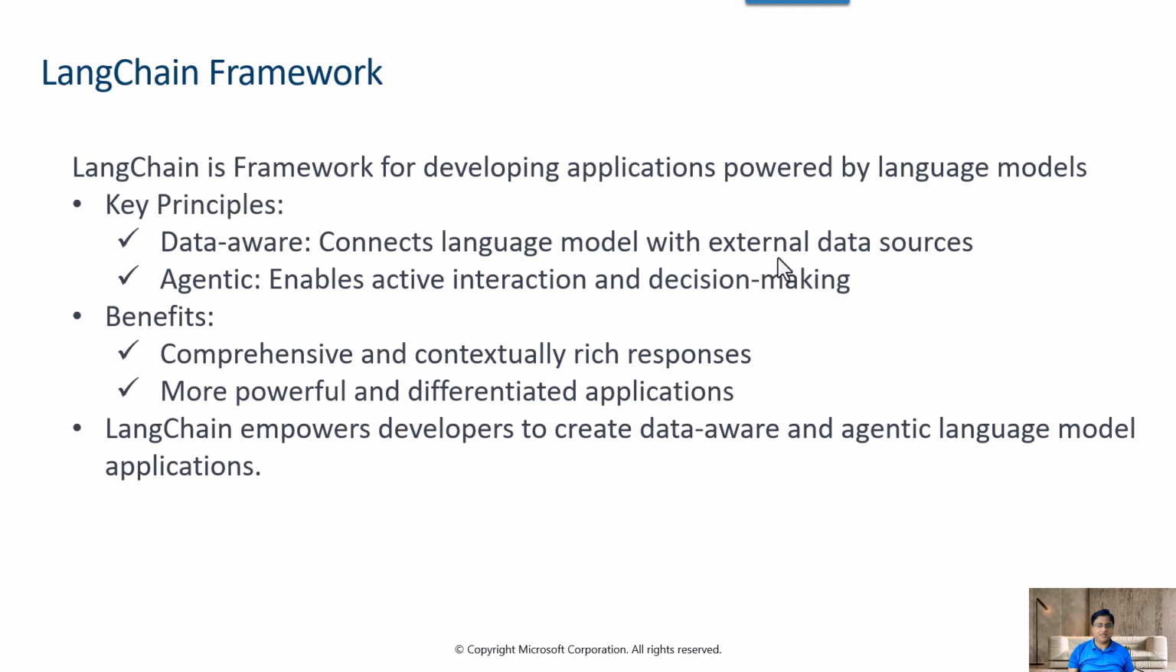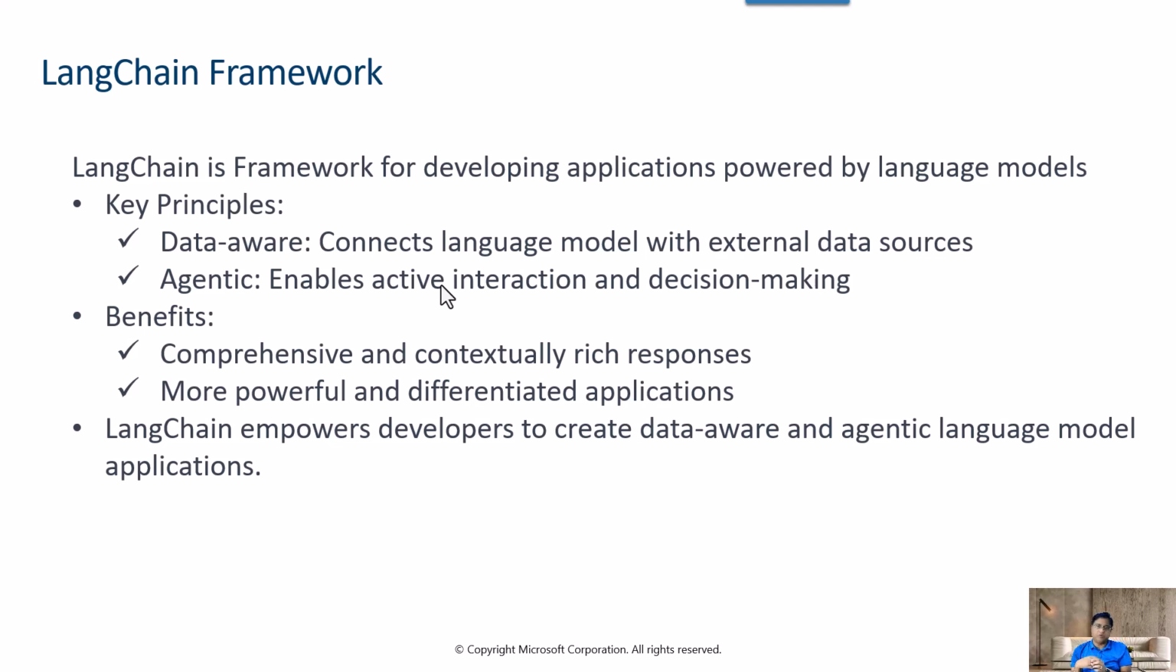Okay, so now let's understand a very critical and important part of this whole session, called the Langchain Framework. The Langchain Framework is used for developing applications powered by language models, and this is a wonderful framework. It has two principles: data aware and agentic. Data aware means that it can connect a language model with external data sources.